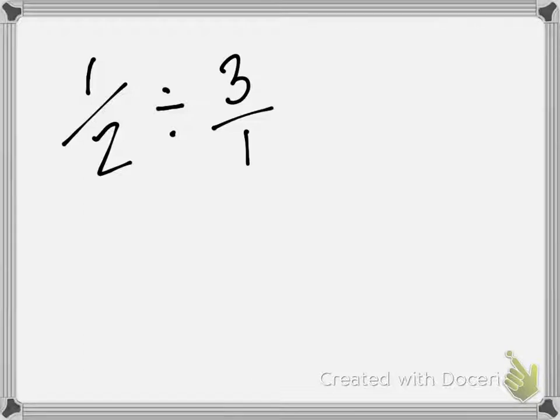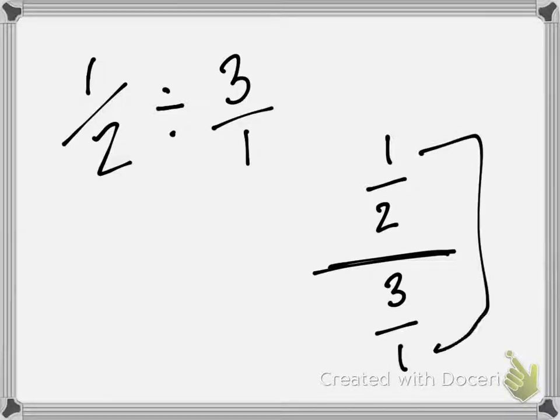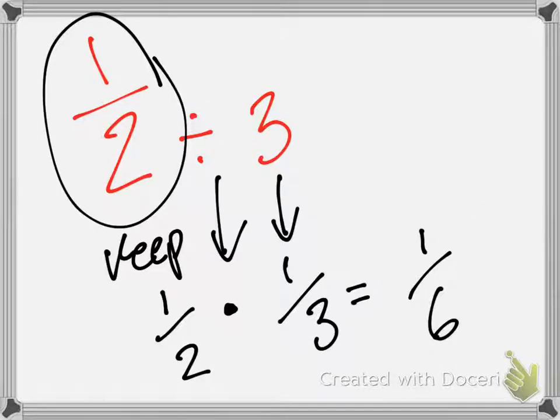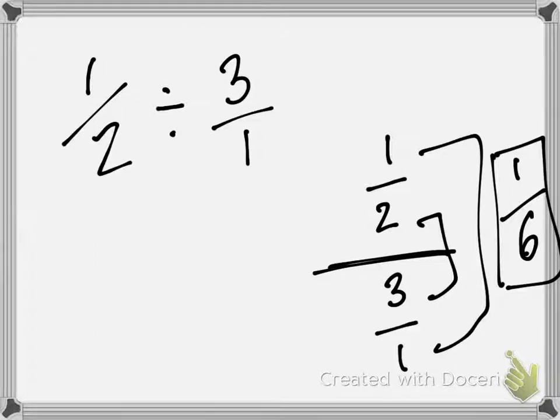My proof looked like this. 1/2 divided by 3 over 1, and we did our outies over our innies. This became 1/6, right? Our proof right here proves us right that when we multiply, we get 1/6. When we divide, we get 1/6. So our proof, the belly button method proof, shows that we are right.